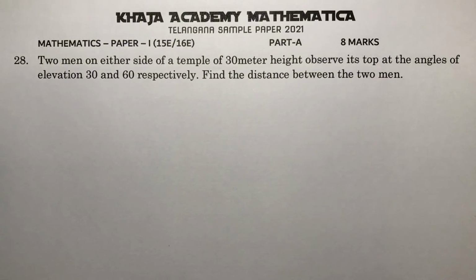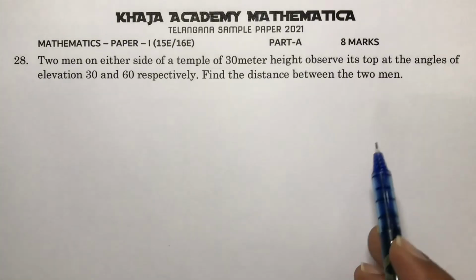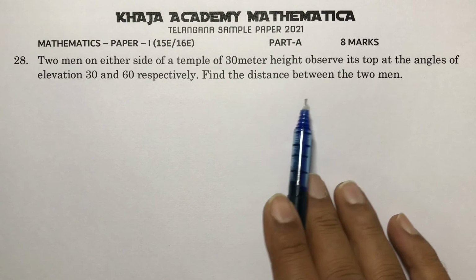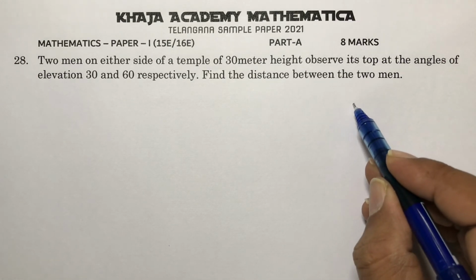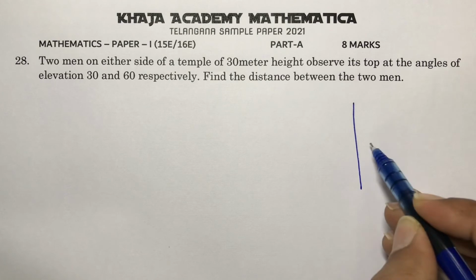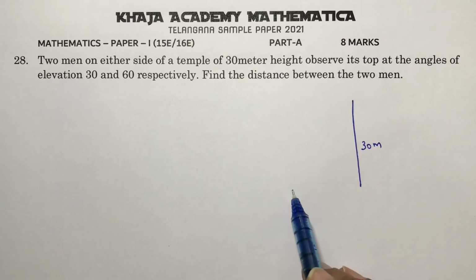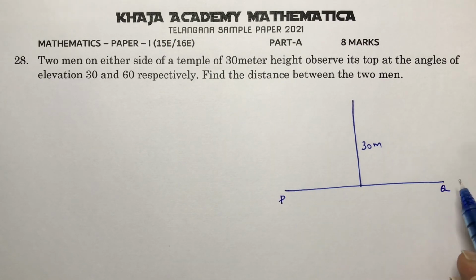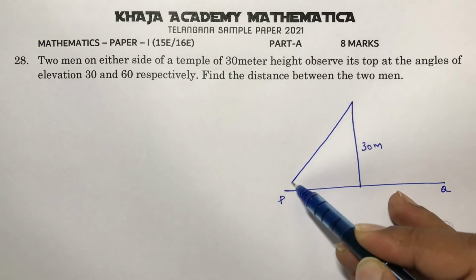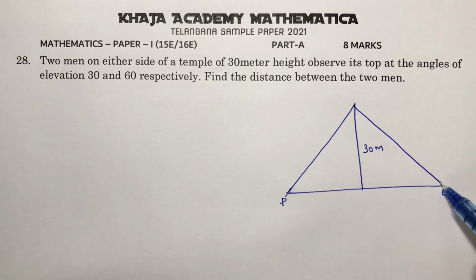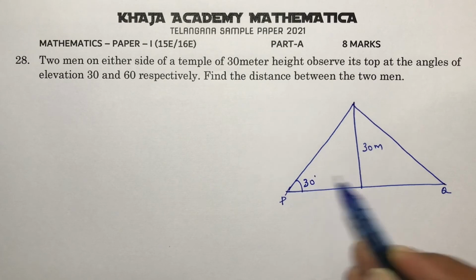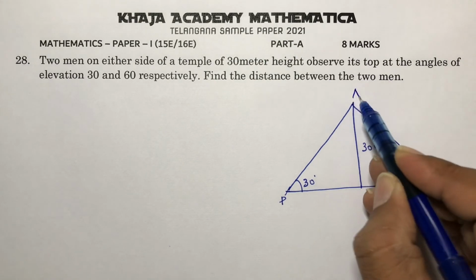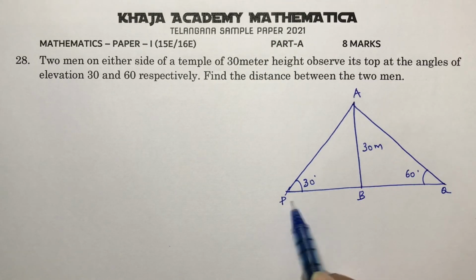Two men on either side of a temple of 30 meter height observe its top at angles of elevation 30 degrees and 60 degrees respectively. Find the distance between the two men. See, two men on either side of the temple. Temple is of height 30 meters. On either side of the temple there are two persons. One is at P, the other person is at Q. They observe the angles of elevation of the temple, 30 degrees and 60 degrees. AB is the temple. We need to find the distance between these two persons.